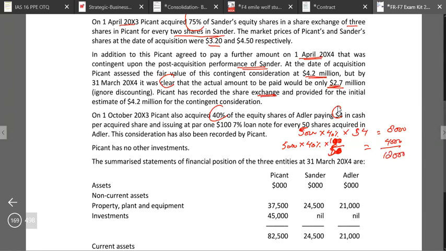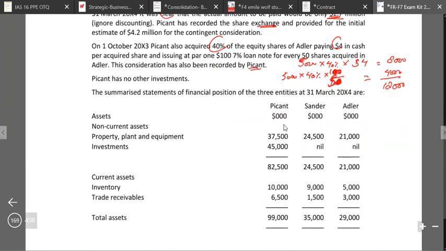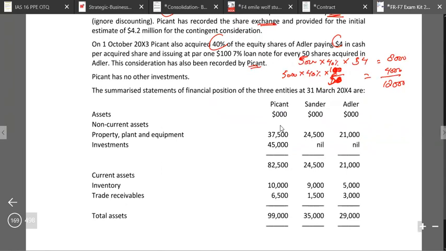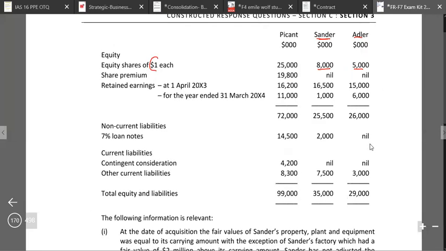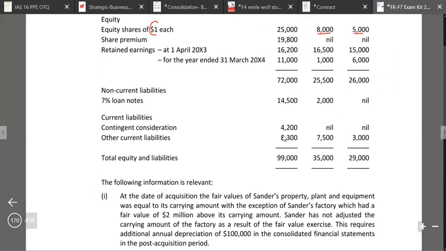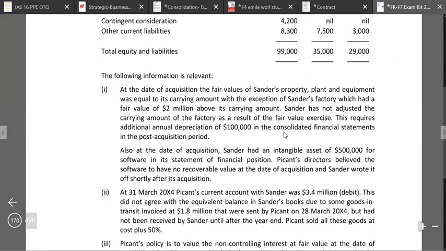Fine, that is good. This consideration has also been recorded by Picant. Picant has no other investment. The summarized statements of financial position of the three entities at 31st March are given. Now they have the property, plant, equipment, investments, current assets, inventory, trade receivables, total assets, then the equity, share premium, which they have already recorded, and retained earnings at acquisition on 1st April, then the figures for the year ended, the 7% loan note, the contingent consideration and the current liabilities.